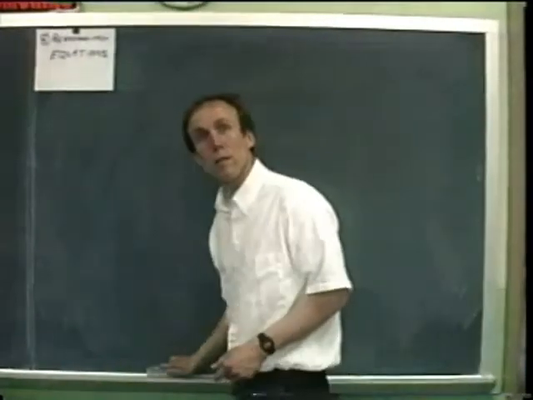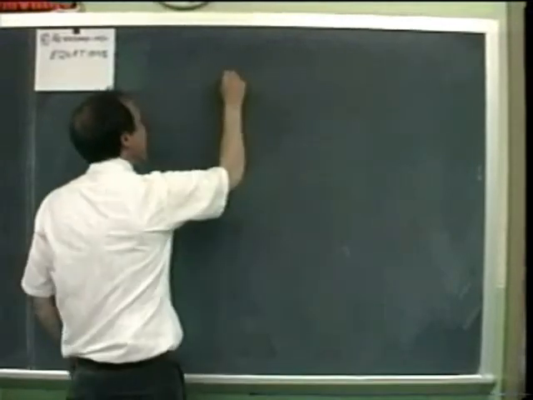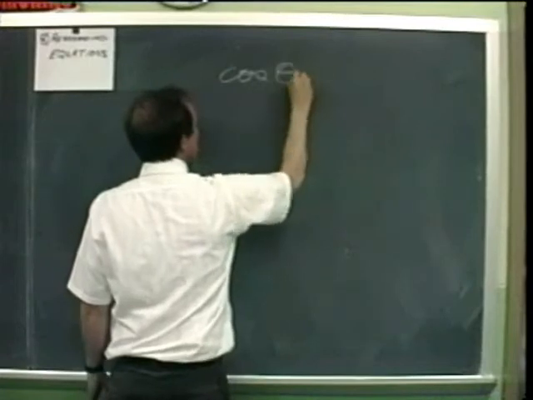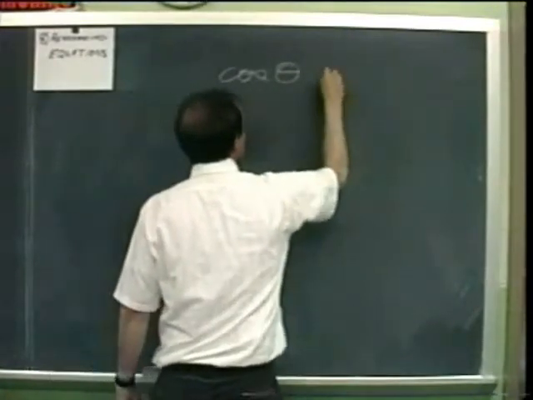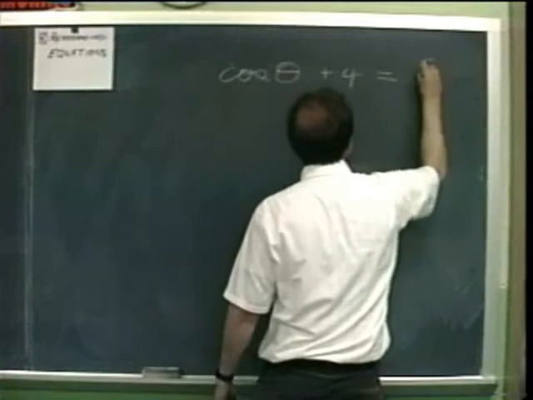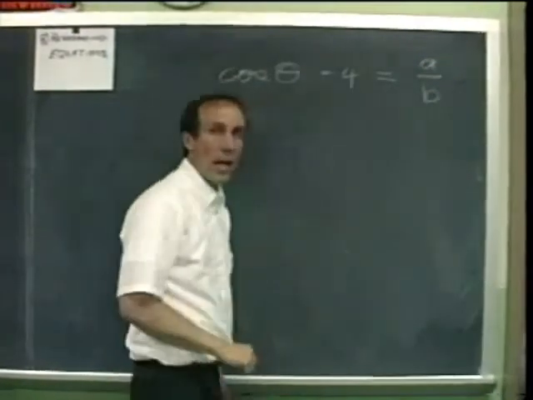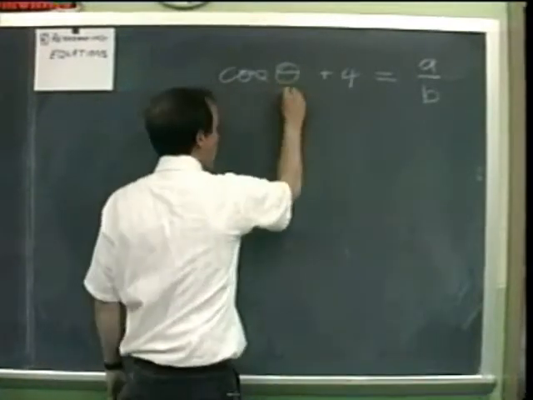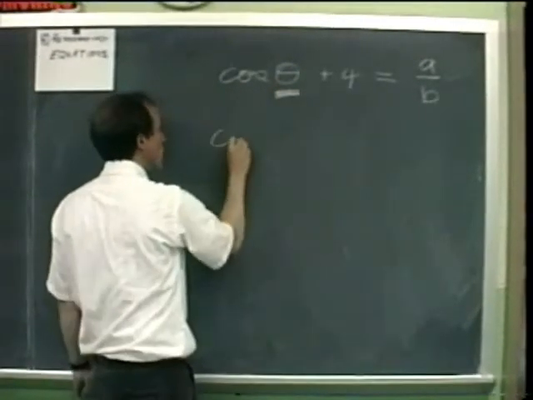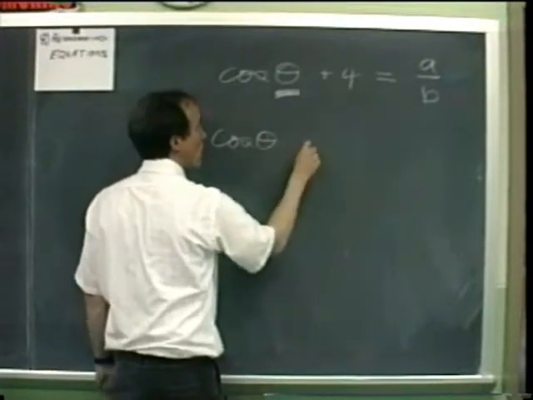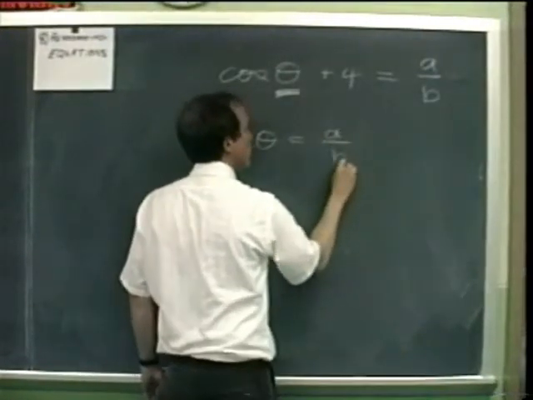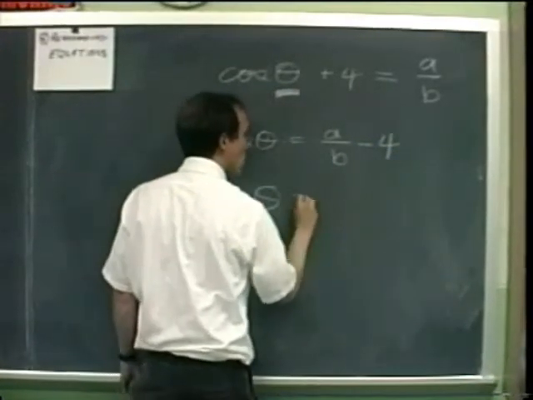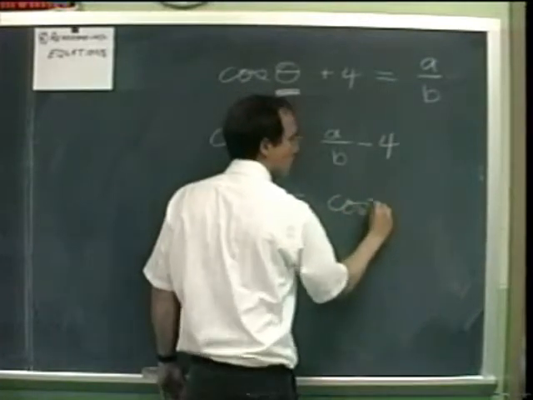You should also be able to deal with situations where you've got to take inverse functions. Say the cosine of theta plus 4 is equal to a over b. A and b are given, and you're asked to find theta. To find theta, first get cosine of theta all by itself, and then take the arc cosine of both sides.